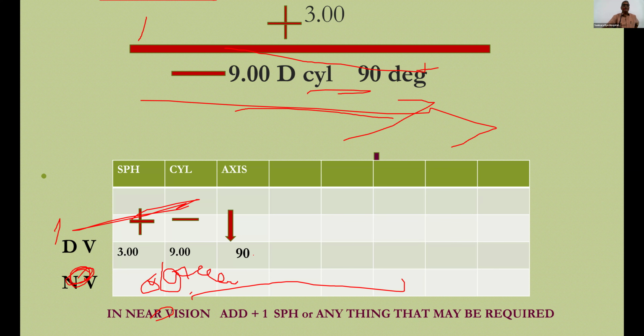Follow? That means if I want to get a meniscus lens, tell me. In the prescription there is plus 3, minus 9, cylinder 90. I want to get a best form lens. I will add a meniscus lens here, with plus and minus. That is called an exam question.